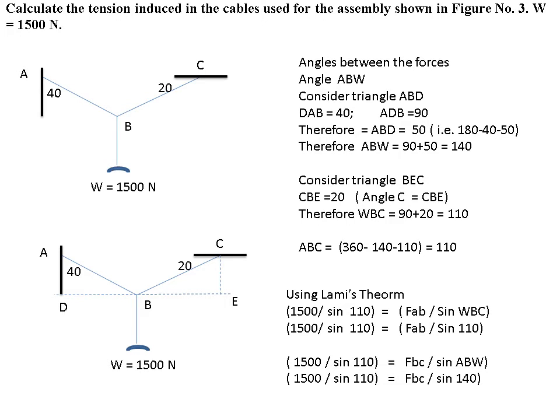Next problem: it is stated, calculate the tension induced in the cables used for the assembly shown in figure 3. So this is your figure 3. The weight is 1500 Newton. Here it is attached to the support. This point is called A, this is C and this is B. This angle is given as 40 degrees, this angle is given as 20 degrees, and this weight is given.